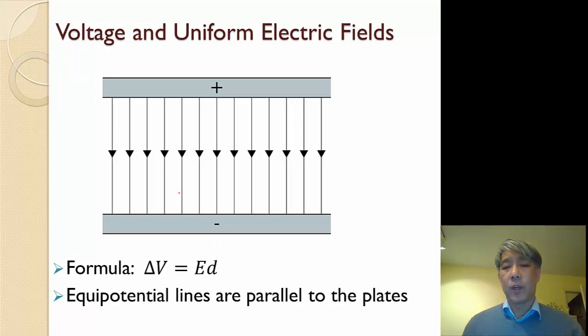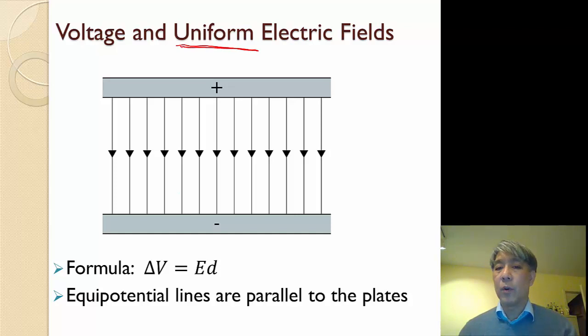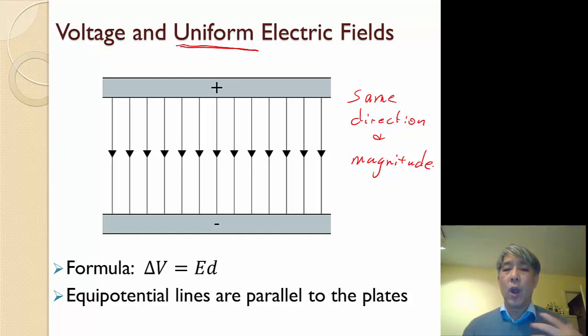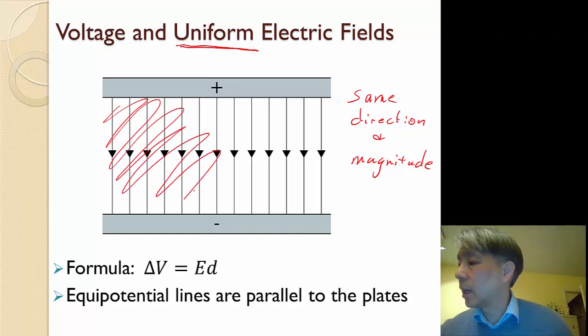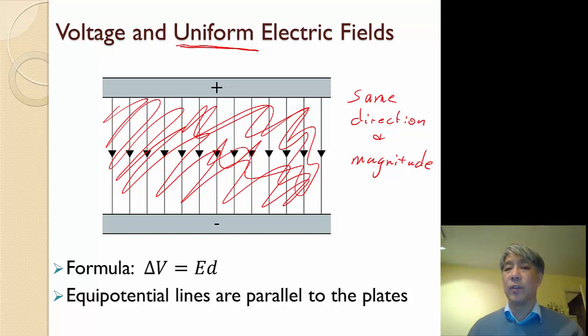When I have a uniform electric field, remember, two parallel plates, a positive plate here and a negative plate. These parallel plates are there to generate what we call a uniform electric field. Uniform basically means same direction and same magnitude. And this is going to be true everywhere in the region between the plates.